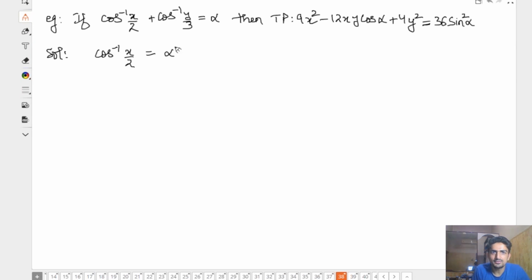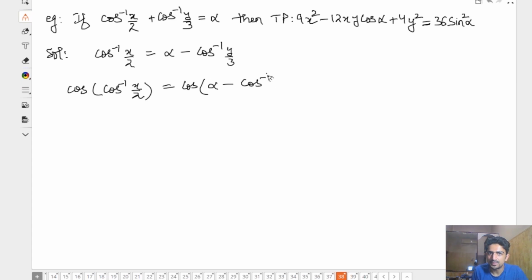I write it like this. And now I just apply cos on both sides. Beautiful step. Just apply cos on both sides, because that's the only thing which will finish cos inverse. Otherwise, cos inverse will not be finished. Here to finish x by 2. But here what to do now?